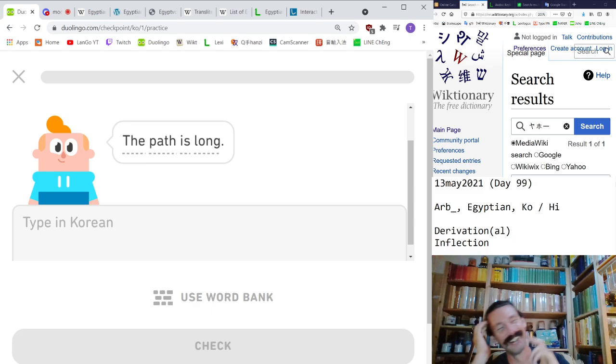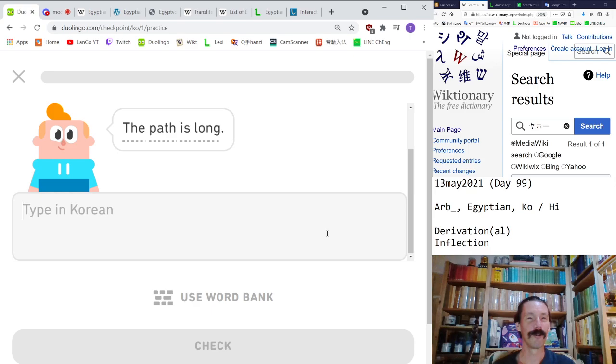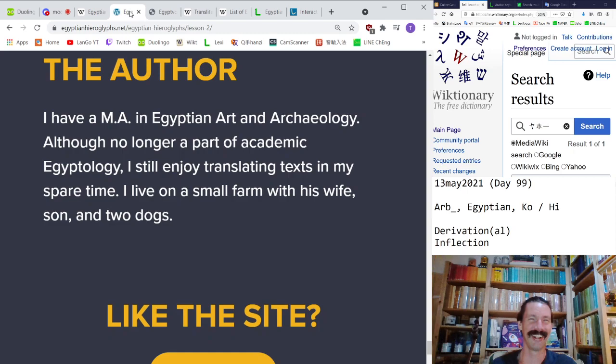That's great. I live on a farm with his wife. This just doesn't make sense. That's fantastic. I live on a small farm. Sounds like it means someone else's wife. Yep. Cool. Is there room for me too?